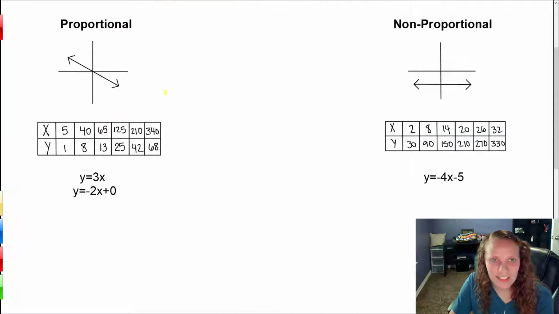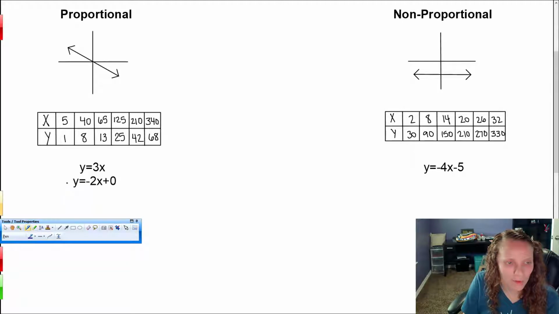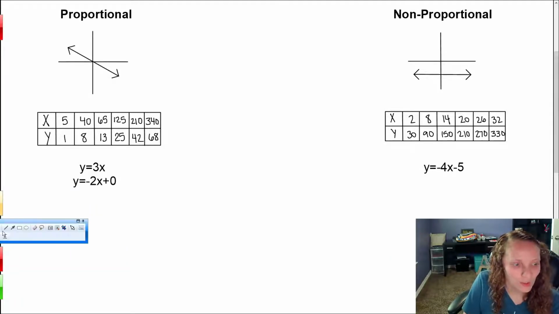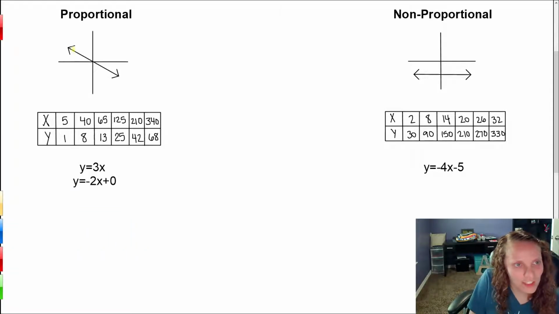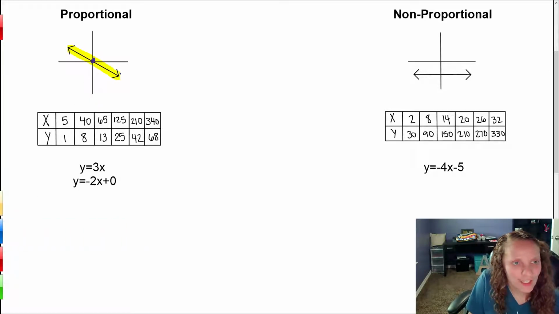Let's look at these and let's understand why these relationships are proportional or are not proportional. This graph here on the left is proportional. It makes a straight line and it crosses through the origin at 0, 0.